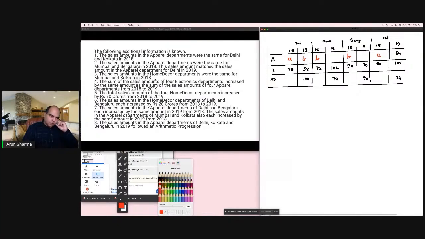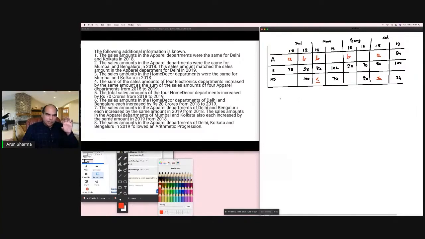The third clue: the sales amounts in the home decor departments were the same for Mumbai and Kolkata in 2018. So we are talking about this number and this number being equal. So if I call this C, this will also be C. Right? उसे और तो कुछ करना नहीं है. क्या number है अभी तो कुछ मिला नहीं है. We don't have any clue right now.